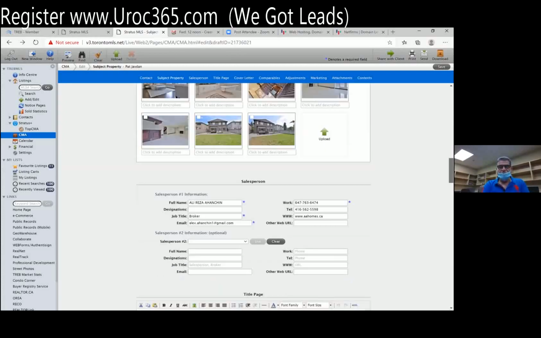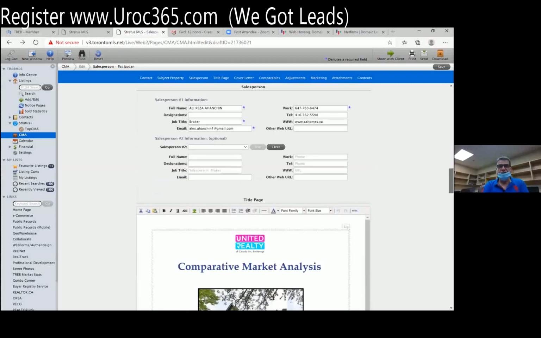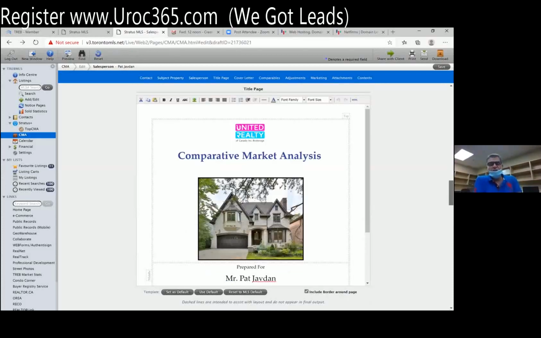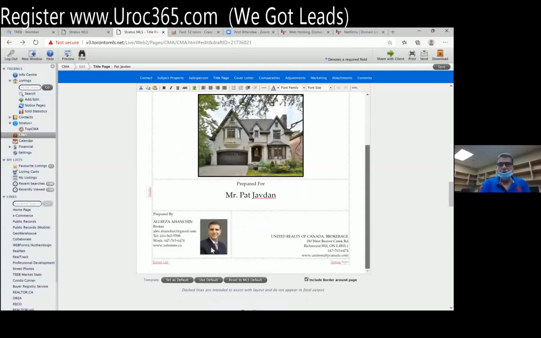Everything is here. And also, in the next part, you will see that this is the photo of the property that comes on the CMA report on the first page, comparative market analysis. Prepared for who? Prepared for my client, Mr. Pat Javdan. And also you see that here, my name is here, my picture is here, the brokerage name, the telephone number of my brokerage, everything is there, right?